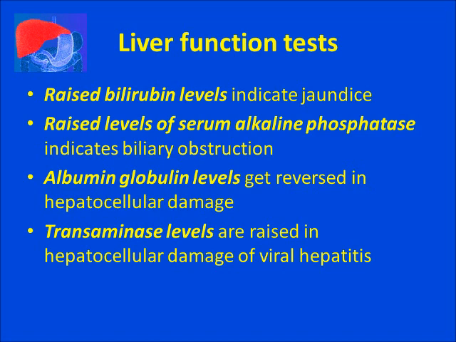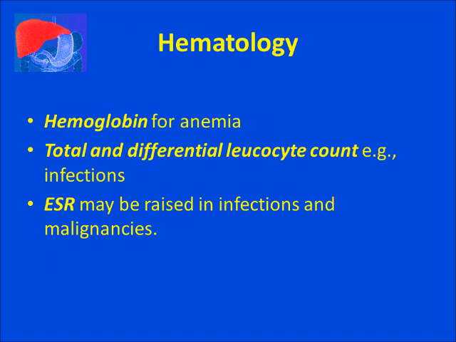The raised bilirubin levels in the blood indicate jaundice. At the same time, raised levels of serum alkaline phosphatase indicate biliary obstruction, which is generally not seen in medical jaundice. The albumin globulin levels get reversed in hepatocellular damage. The transaminases are raised in hepatocellular damage of viral hepatitis and not to that level in obstructive jaundice. The hemoglobin levels have to be determined for the presence of anemia. Total and differential leukocyte count has to be done to find out about infections. The ESR may be raised in infections and malignancies.